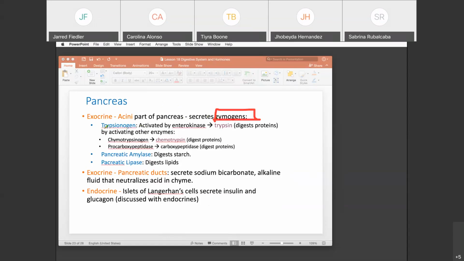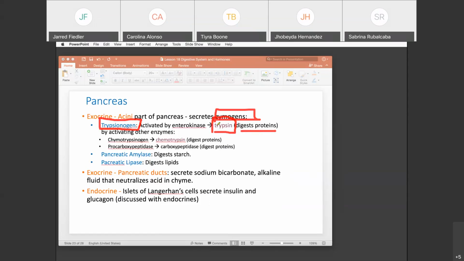Now, trypsinogen sounds a lot like pepsinogen, and there's some similarity between these. You could draw a parallel between them. Both of these are the inactive form of the actual protein. So trypsinogen is the deactivated form of trypsin. Now trypsin, just like pepsin, is going to be digesting proteins. They both function to digest proteins.